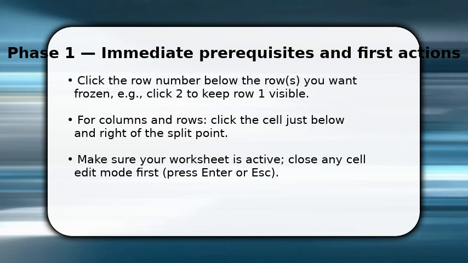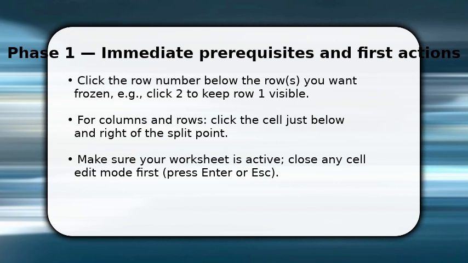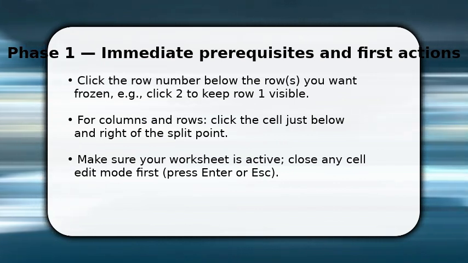If you need both rows and columns frozen, click the cell below and to the right of the split point. Once done, ensure the sheet is active and not in edit mode. Otherwise, the freeze command won't apply.